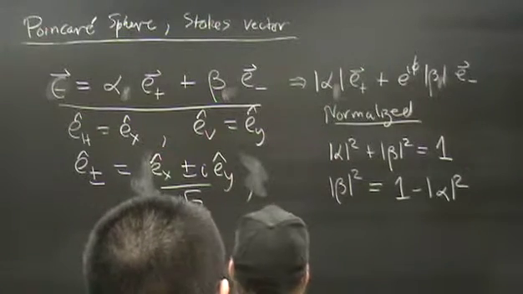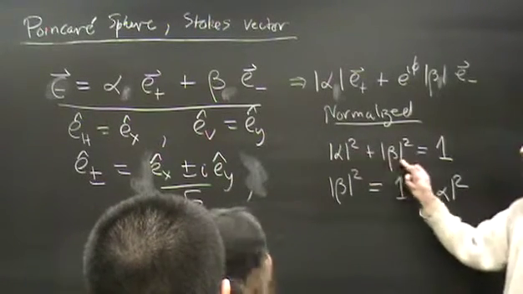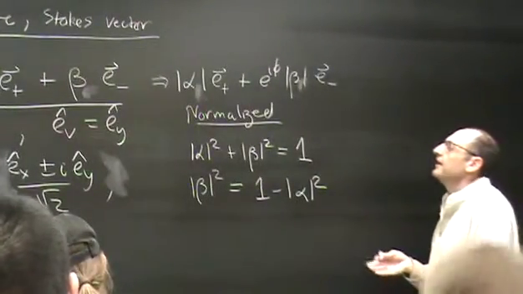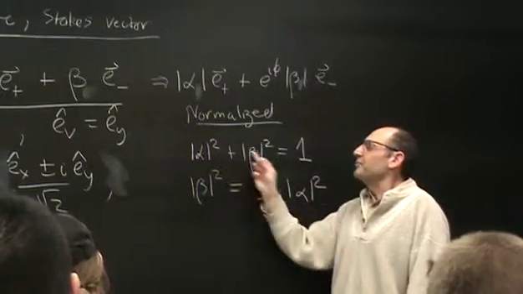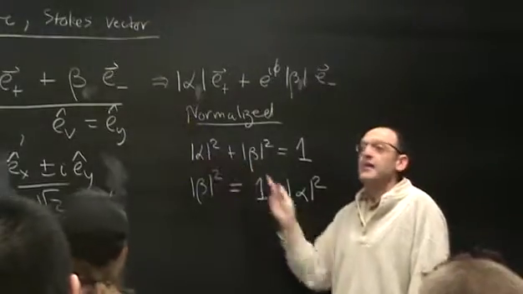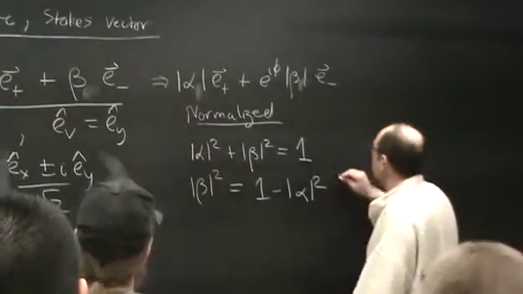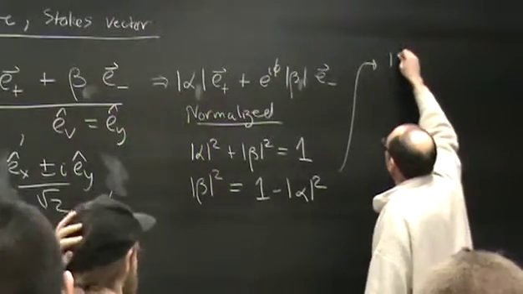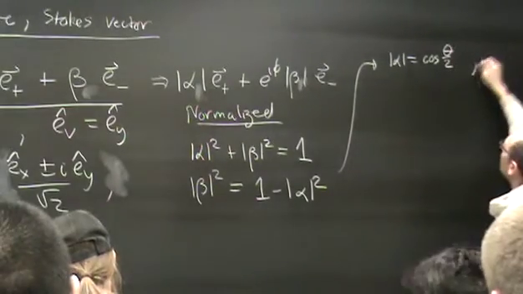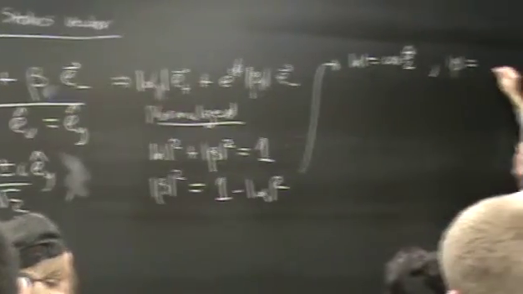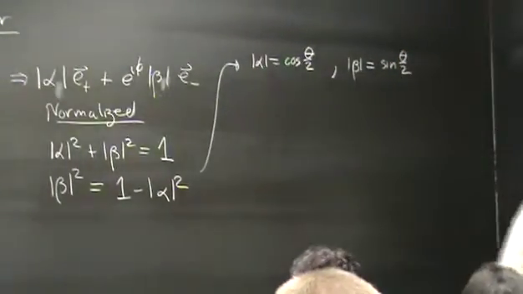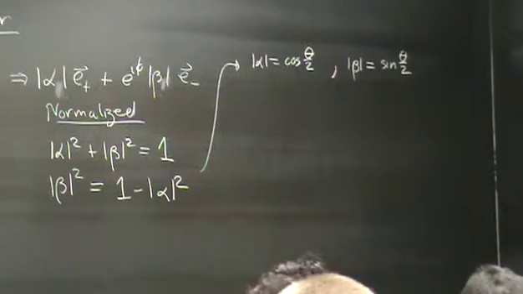And in fact, the fact that the magnitude of alpha and the magnitude of beta, when squared, add to 1 means that there's a natural parameterization. You know, cosine squared plus sine squared is 1. So I can specify alpha and beta by an angle. And by convention, we define the magnitude of alpha as cosine of some angle theta over 2, for reasons that will become clearer in a moment. And the magnitude of beta is thus sine of theta over 2.